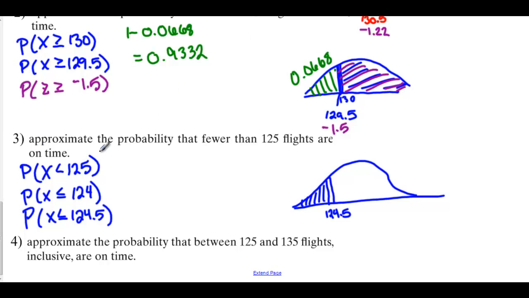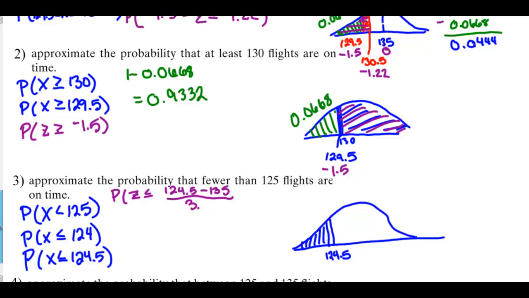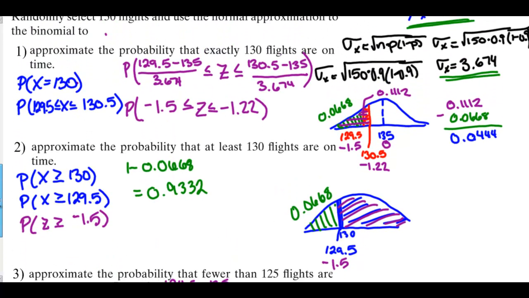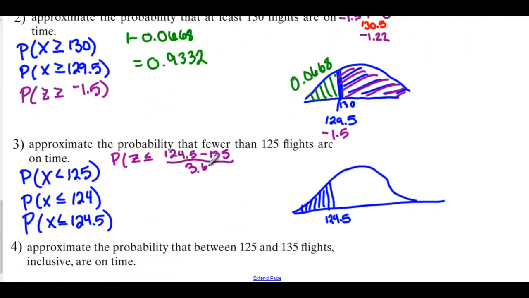I'm going to start it on number 3. So we knew that we need to figure out the probability of x being less than or equal to 124.5. So to translate that over to a z-score, that's going to be the probability that our z is less than or equal to that 124.5 minus the mean of 135. And again, we figured that out at the very beginning. Divided by the standard deviation of 3.674.